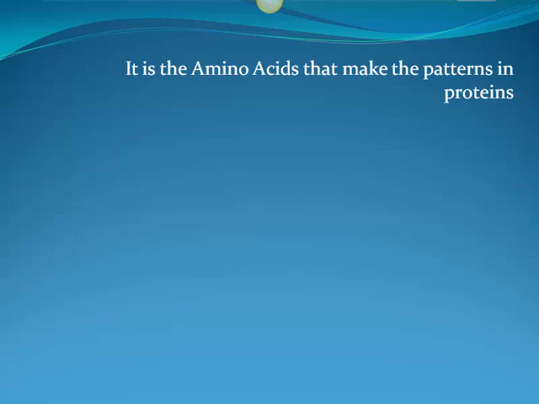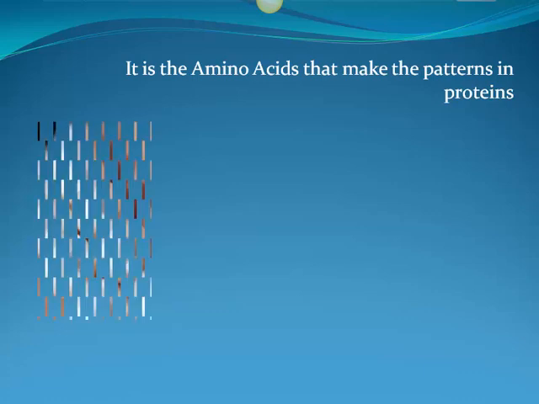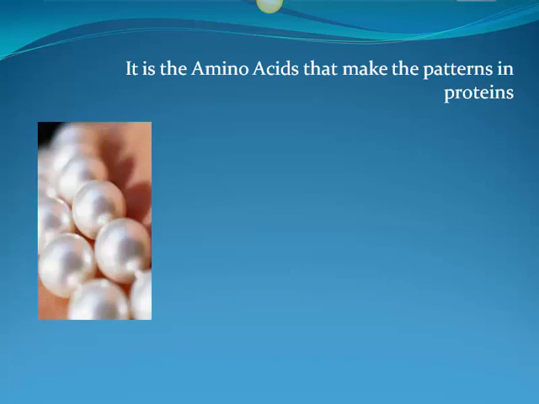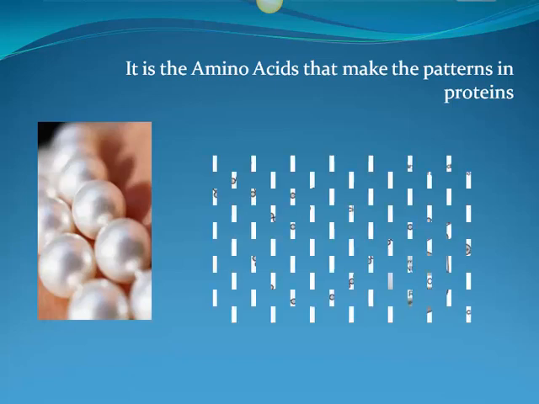So, as I've said, it is the amino acids in the cells that join up in different patterns to make the proteins. And it looks a little bit like this pearl necklace here, where you have strings of pearls. The pearls are the individual amino acids that come together in different lines and sequences. And the way they join up forms the proteins that work in the cell.